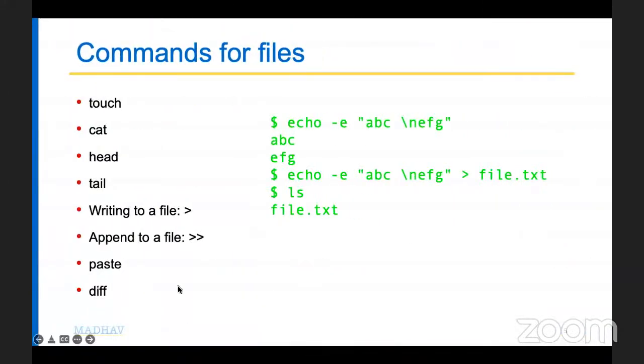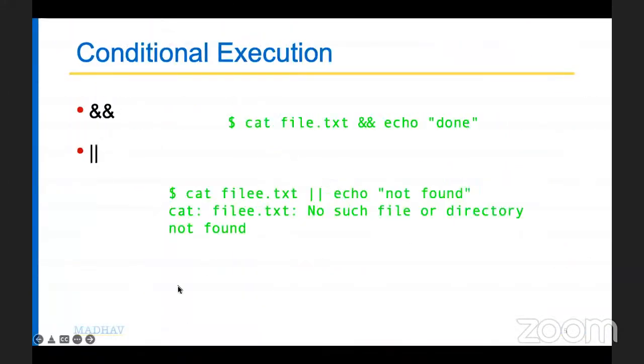Okay, so this was about the paste and diff commands, which are very useful. Now you may want to do some conditional execution. Let's say I write cat file.txt and echo done. What will happen here is, if the first command executes without any error, then the second command will be executed. But if the first command has some error, then it will not be executed. Whereas with the OR operator, only if the first command has some error is the second executed. But if the first command has no error, then the second will not be executed, right?